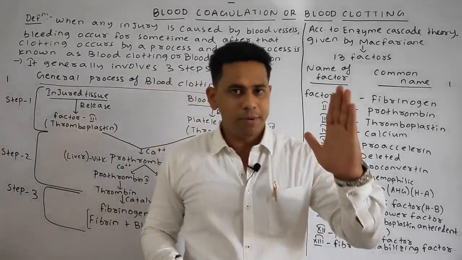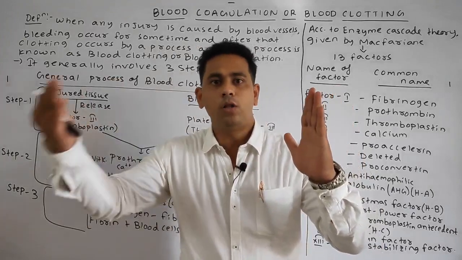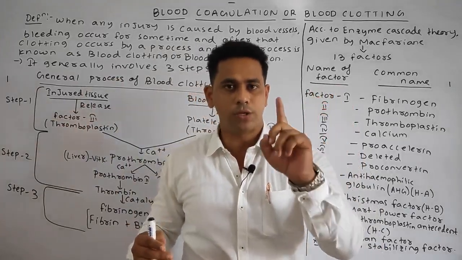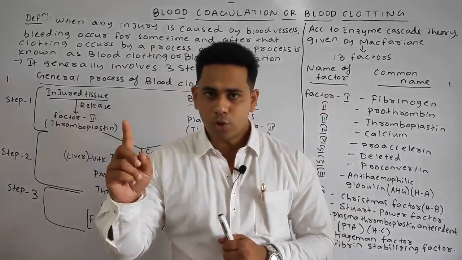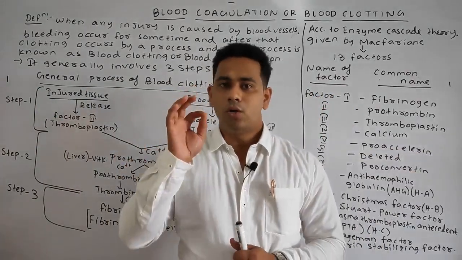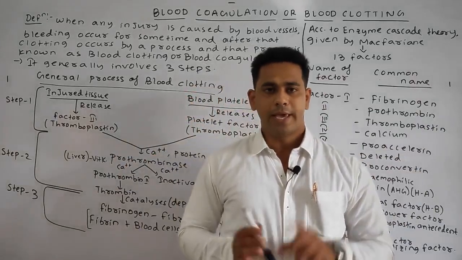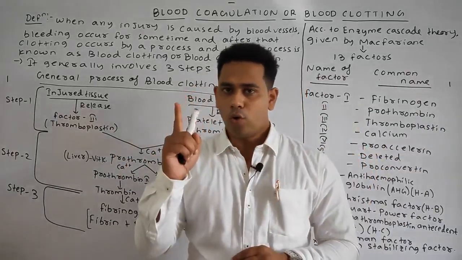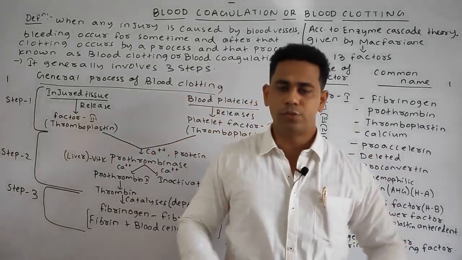AB blood group can receive blood from all the blood groups, that is why they are called the universal recipient. O blood group can give blood to all the blood groups, that is why they are called the universal donor. AB universal recipient, O universal donor. So this much we discussed.